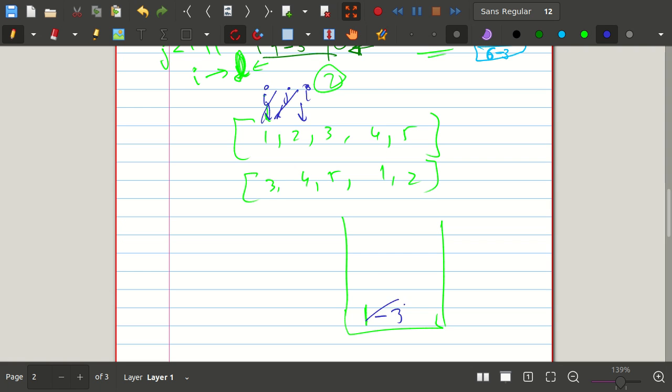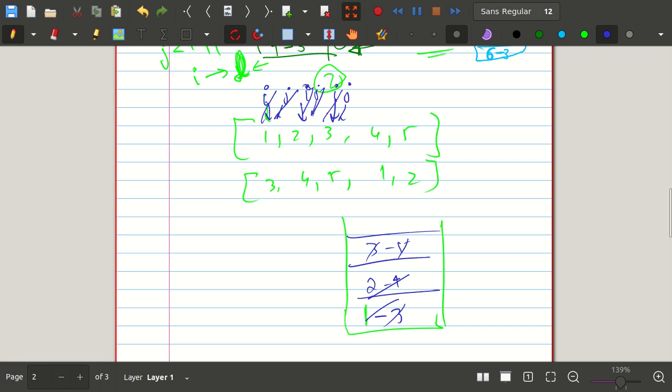This will also fail. 2 - 4 will also fail, so I will again move my i to j plus 1. Now I am checking here. So I have to move both i and j. Now 3 - 5 will again fail. This is negative. Okay, so I will again move i to j plus 1.